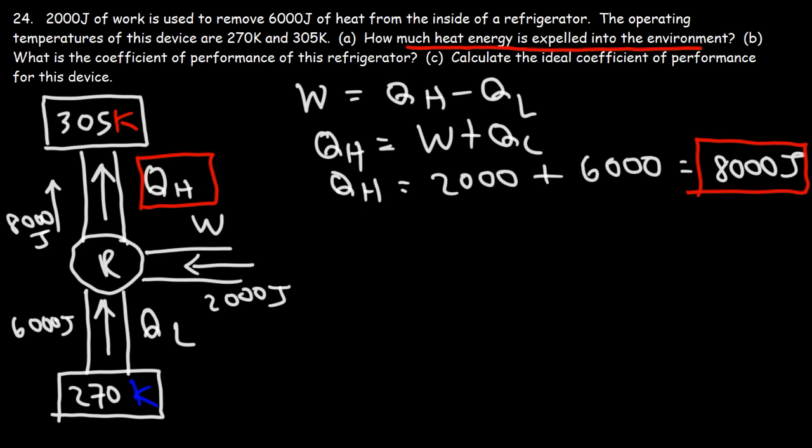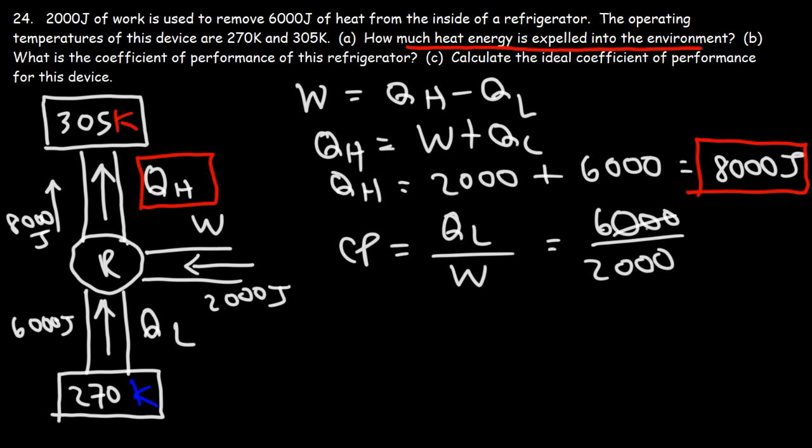Part B. What is the coefficient of performance of this refrigerator? The coefficient of performance is QL divided by W. QL is 6,000 and W is 2,000. So canceling the zeros, we get 6 over 2, which is 3. So the coefficient of performance is 3. So that means that using 2,000 joules of mechanical work, we were able to pump 3 times that energy, or 6,000 joules of heat from the inside of the refrigerator into the environment.